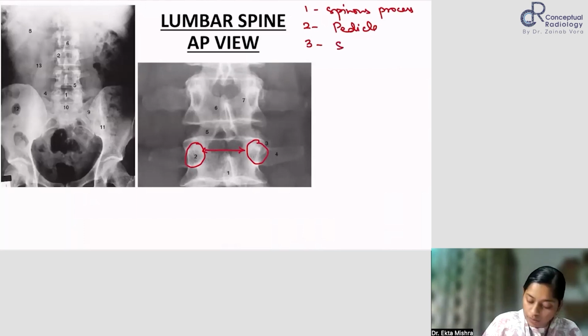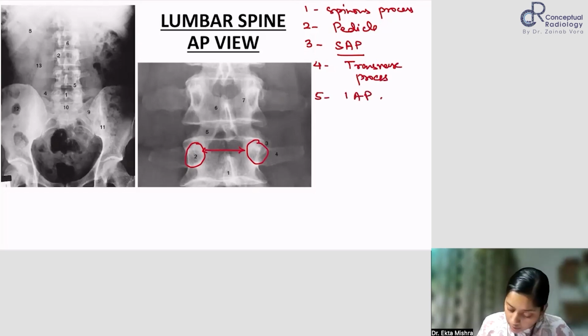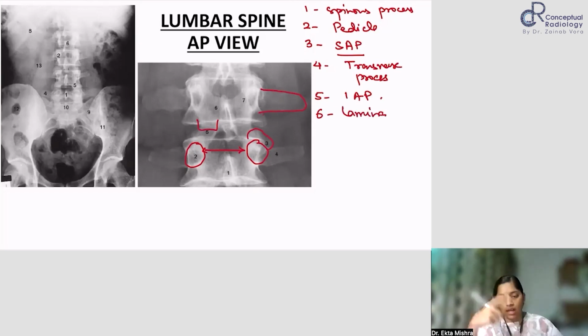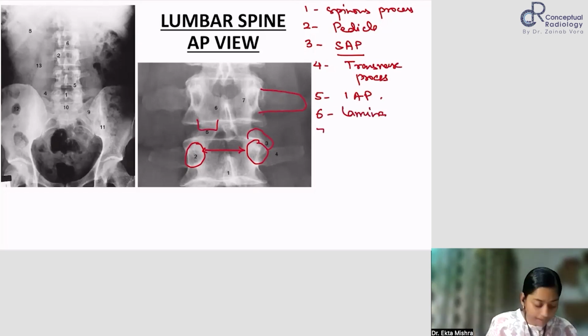Third is superior articular process. Fourth is transverse process. And fifth is inferior articular process. So this is the superior articular process. This is inferior articular process, and transverse process is clearly outlined here. Sixth is lamina, the structure which connects the transverse process and spinous process.